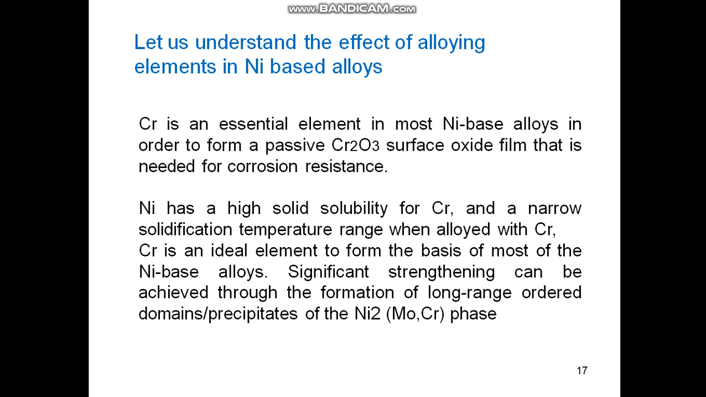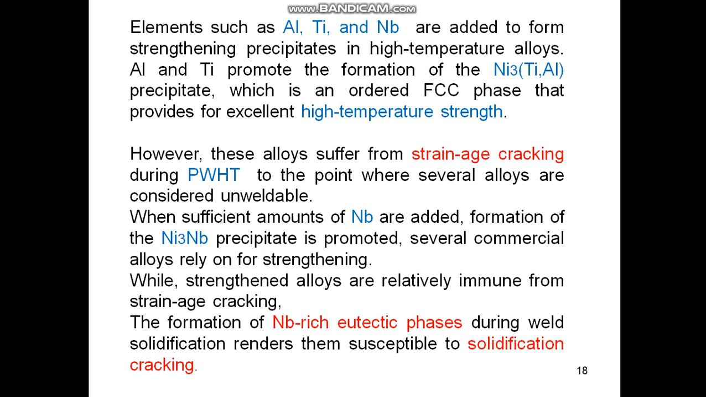So chromium is an ideal element to form the basis of most nickel based alloys, and significant strengthening can be achieved through formation of precipitates like Ni2(Mo,Cr) phases in a nickel based alloy. Apart from chromium, alloying elements like aluminum, titanium, and niobium are added. They work as strengthening precipitates in high temperature alloys, because aluminum and titanium promote formation of Ni3(Ti,Al) in the face-centered cubic matrix. So they provide excellent high temperature strength.